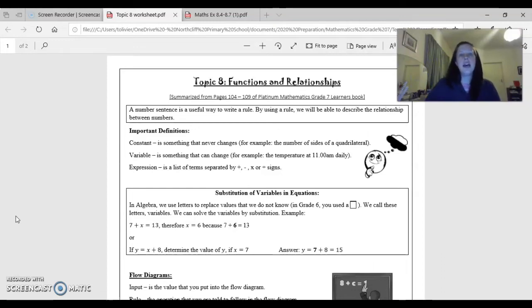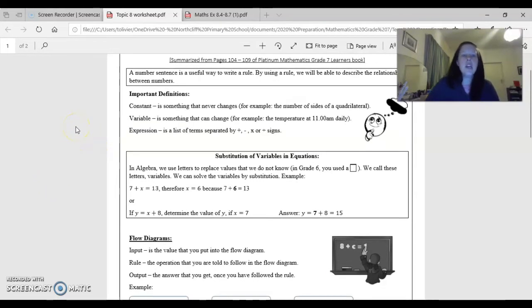All right, so I just need you to be reminded of some important definitions, and I'm going to go over them with you through this worksheet. You will also get a copy of this worksheet in the attachment for today. Right, so a constant is something that never changes. Okay, so for example, the number of sides of a quadrilateral. We know that a quadrilateral will always have 4 sides. Something else that won't change, the months of the year, January, February, March, April, all the way to December, those remain the same.